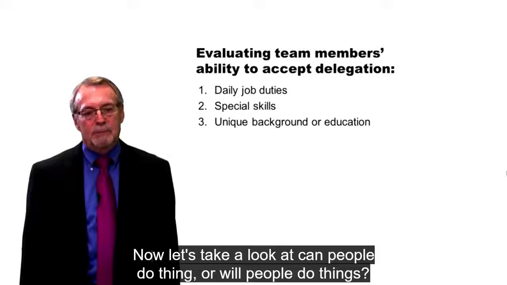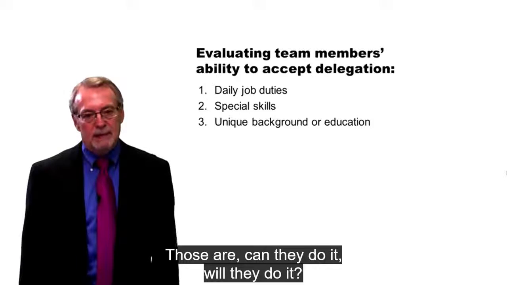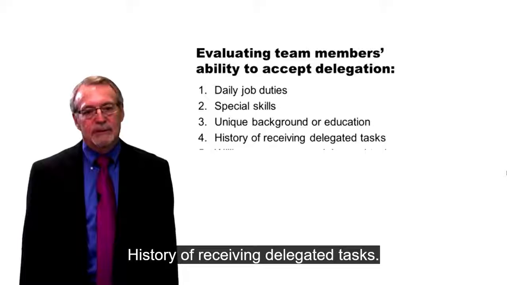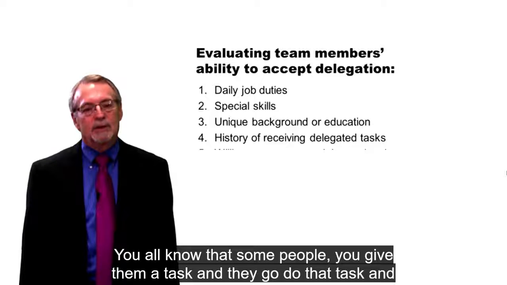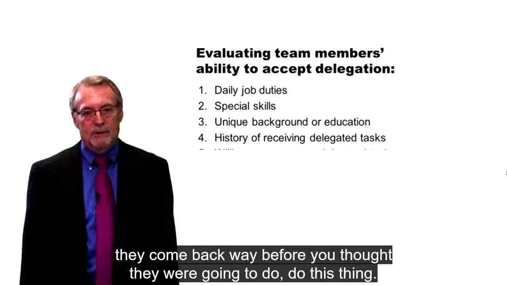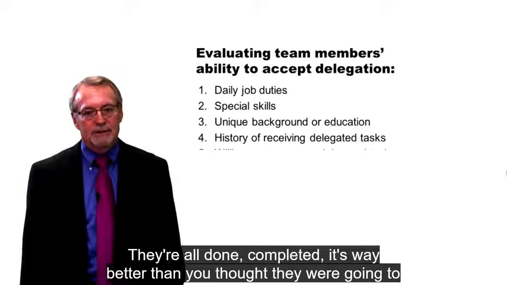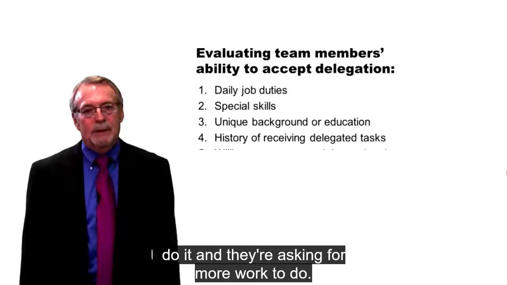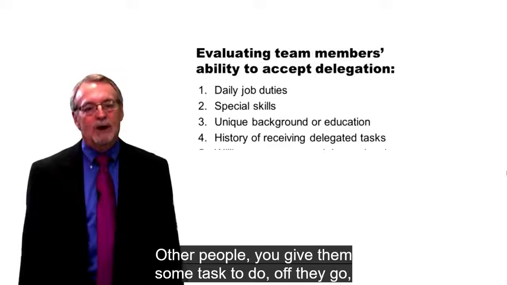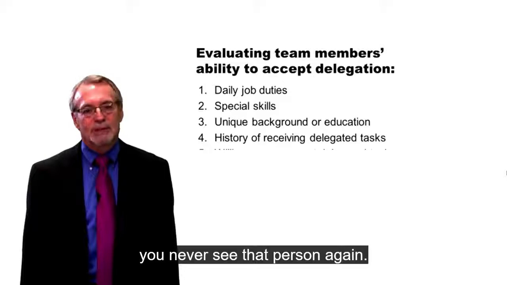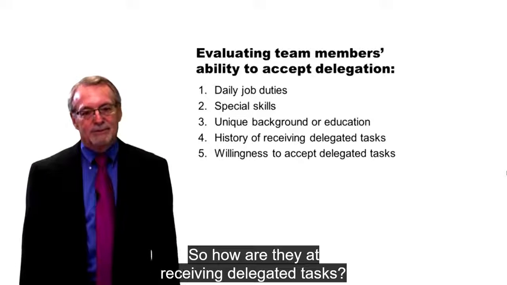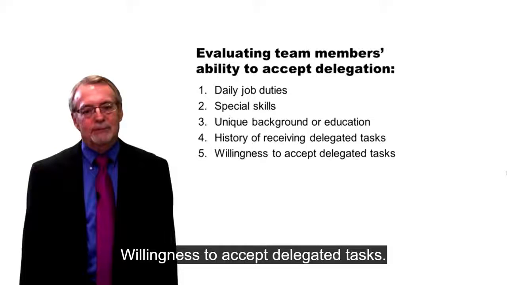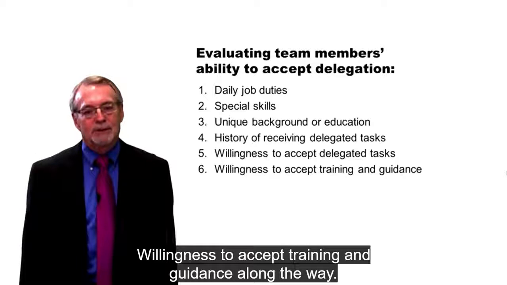Now let's take a look at can people do things, or will people do things. Those are can they do it, will they do it. History of receiving delegated tasks. You all know that some people, you give them a task, and they go do that task, and they come back way before you thought they were going to. They're all done, completed, it's way better than you thought, and they're asking for more work to do. Other people, you give them some task to do, off they go, you never see that person again. So how are they receiving delegated tasks? Willingness to accept delegated tasks, willingness to accept training and guidance along the way.